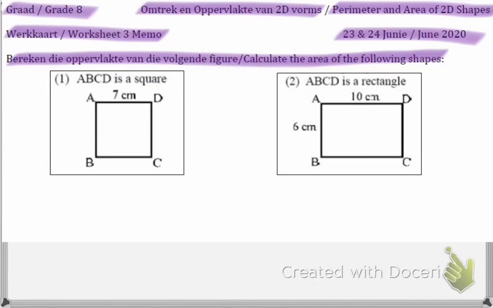They ask us to calculate the area of the following shapes. In question number 1, they tell us that the figure is a square and the formula for the area of a square is simply side squared. Now I replace that S with 7 centimeters because that is the side length of that figure. And 7 squared will give me an answer of 49 square centimeters.